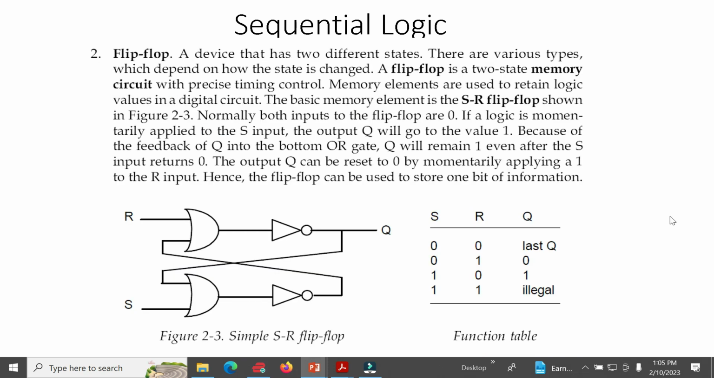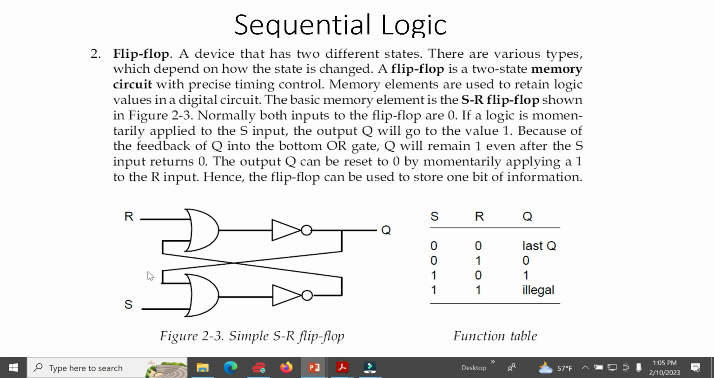Another important part is a flip-flop. As I have mentioned, this is a device that has two different states. There are various types which depend on how the state is changed. A flip-flop is a two-state memory circuit with precise timing control. The memory elements are used to retain logic values in a digital circuit. The basic memory element is the SR flip-flop. There are many other flip-flops like a D flip-flop, a JK flip-flop, or a T flip-flop.